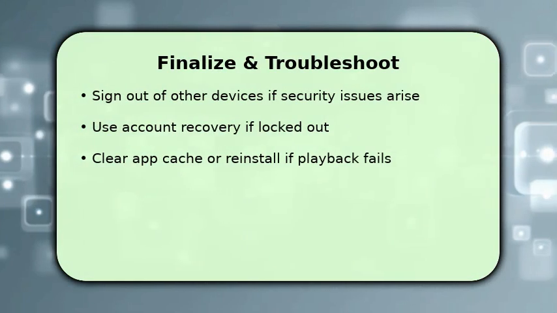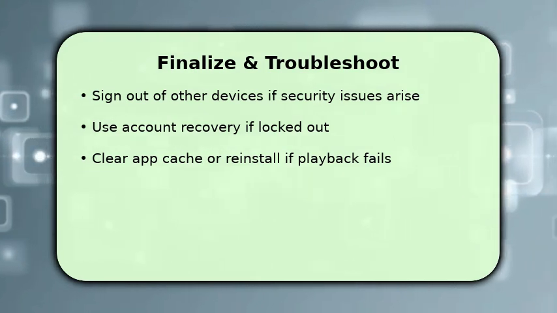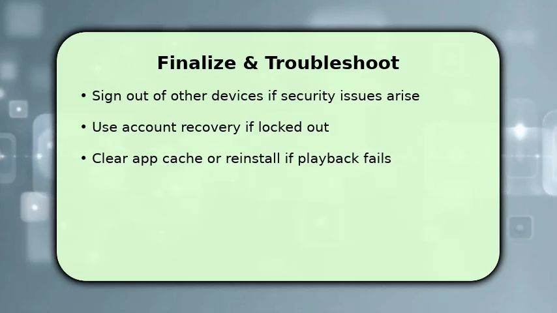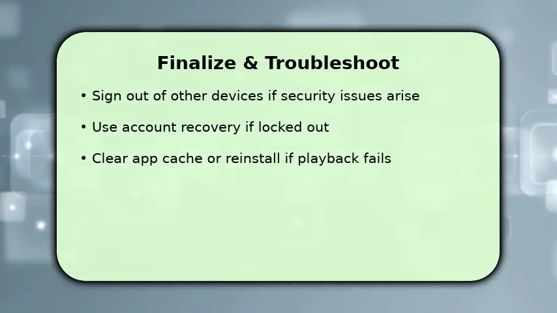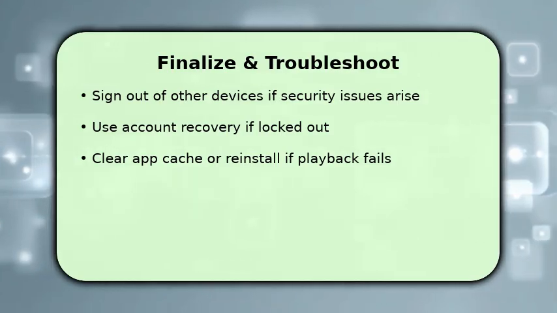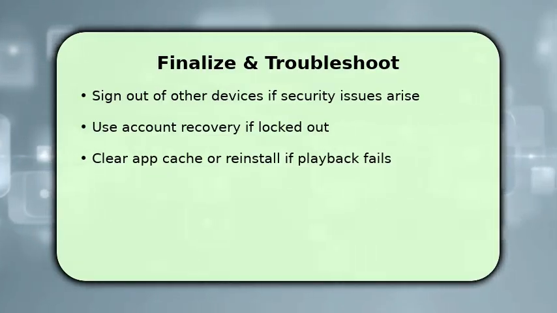Finish by testing critical functions. Upload a short unlisted video, start a live test, and check comments and analytics access. Once done, enable device-specific security like screen lock and revoke any unused device sessions in Google account settings to protect the channel. If you run into problems, first clear the app cache or reinstall YouTube.